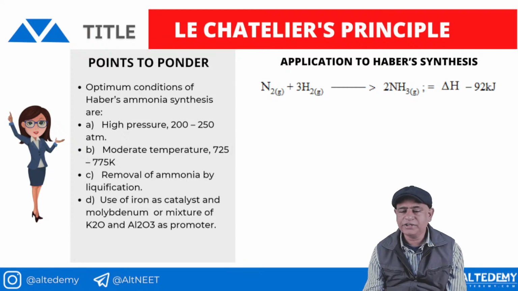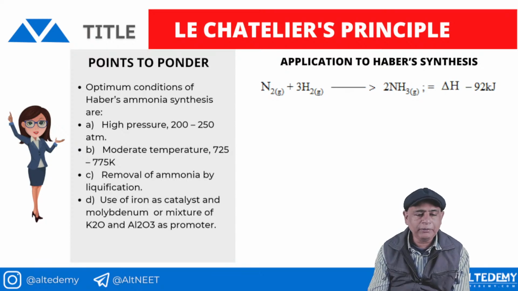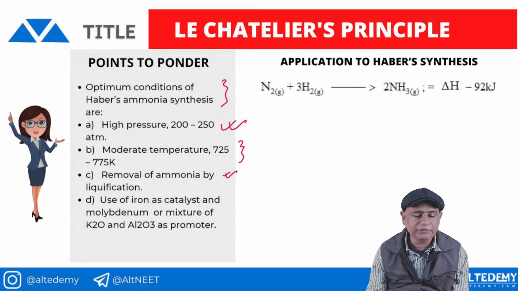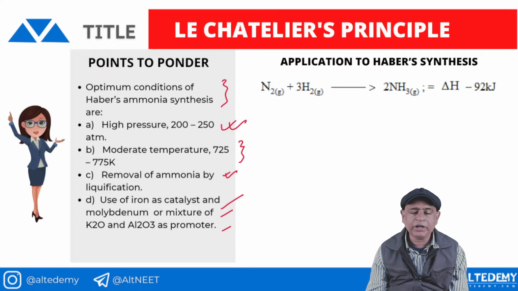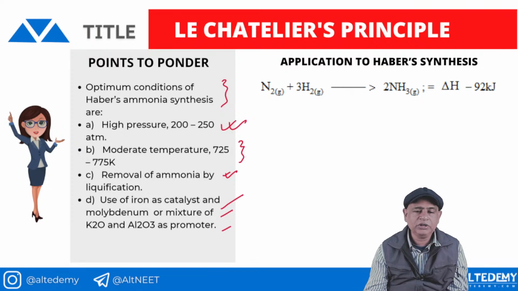And as a matter of generalization, in Haber's process, the optimum conditions for Haber synthesis are: high pressure, around 200 to 250 atmosphere, moderate temperature 725 to 775 Kelvin, removal of ammonia by liquefaction, and use of iron as catalyst and molybdenum or a mixture of K2O and Al2O3 as promoter. These are the usual conditions of Haber's process of formation of ammonia.